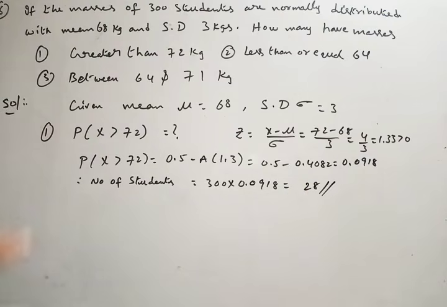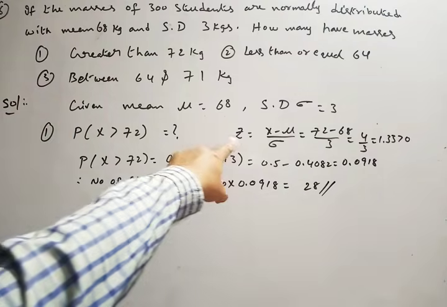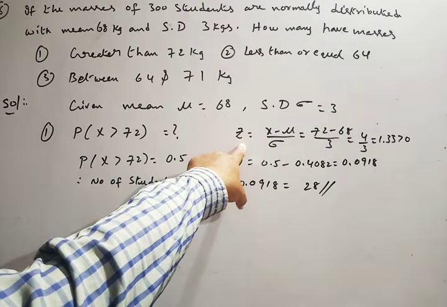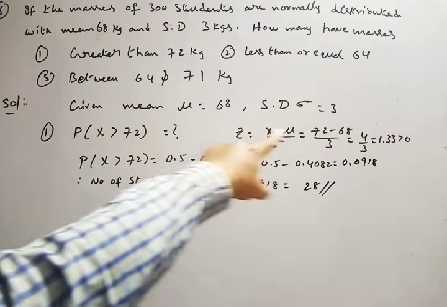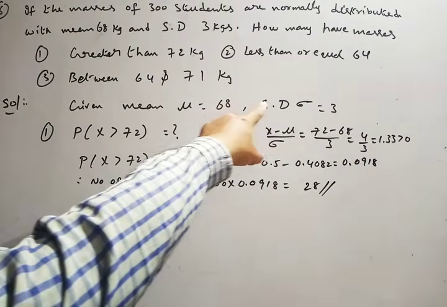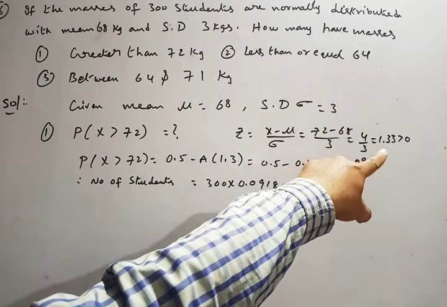See here, very simple. What we have to do, first of all, you need to calculate variable Z. Variable Z formula is what? X minus mu by sigma. X value is what? 72. So mu is, he gave 68, standard deviation sigma is 3, substitute: 1.33.